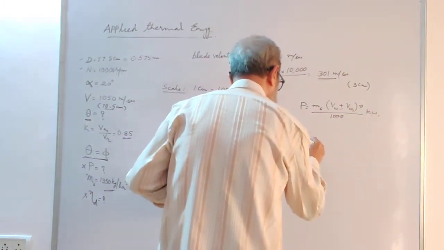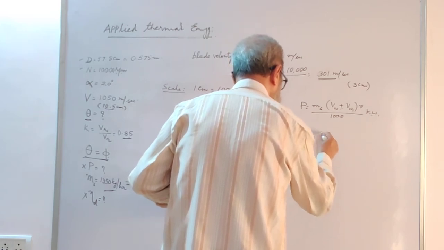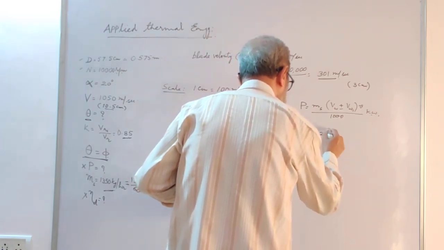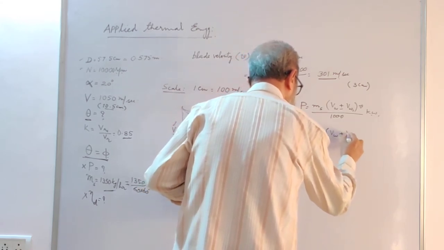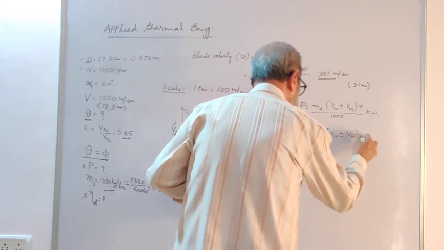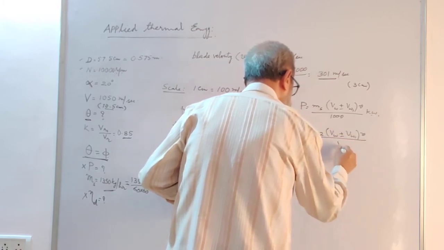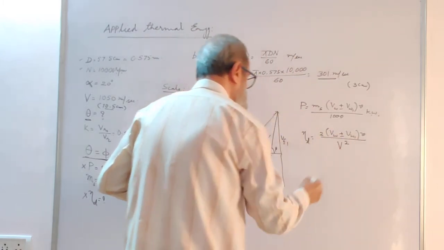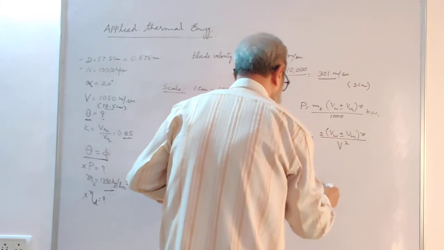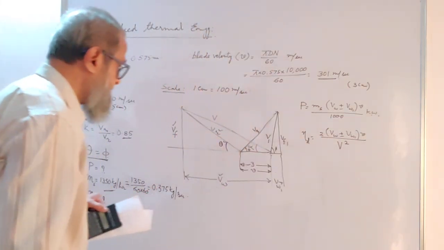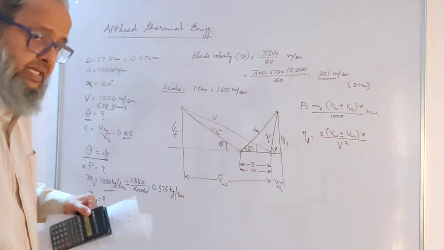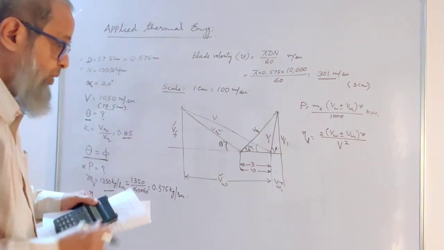Then diagram efficiency or blade efficiency will be 2 into (Vw plus or minus Vw1) into small v, divided by capital V square. This will give me the diagram efficiency. If you multiply it by 100, you will get it in percentage, if you want. Now, this is how it should be done.